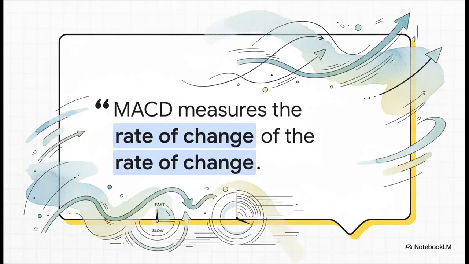So here's the key takeaway. Price tells you the trend. MACD tells you how fast that trend is speeding up or slowing down. It's kind of like a second derivative in physics. It gives you this early warning system that looking at price alone just can't give you.